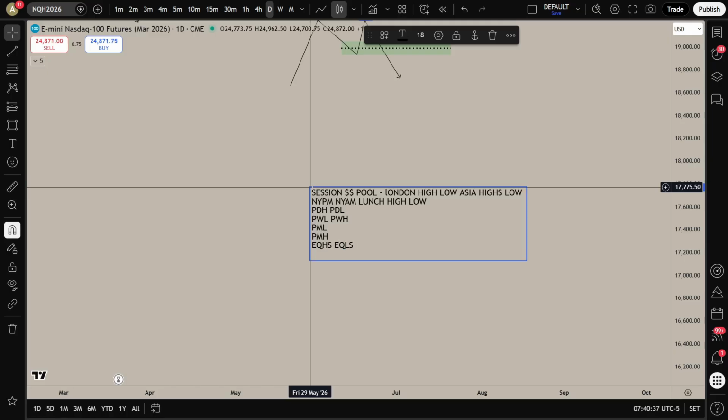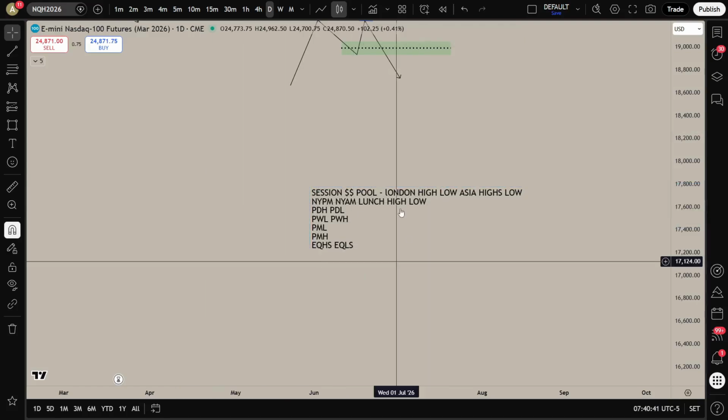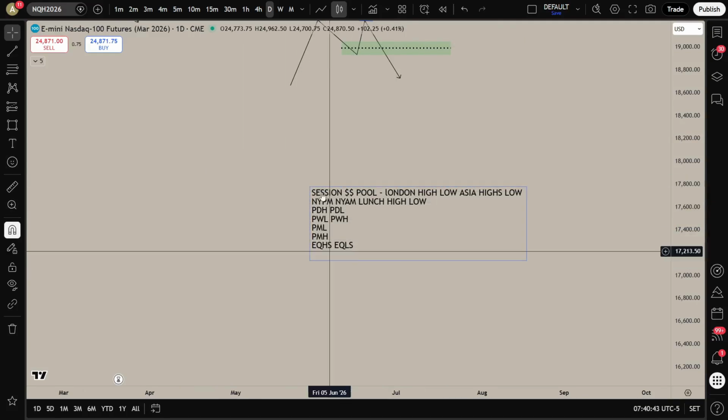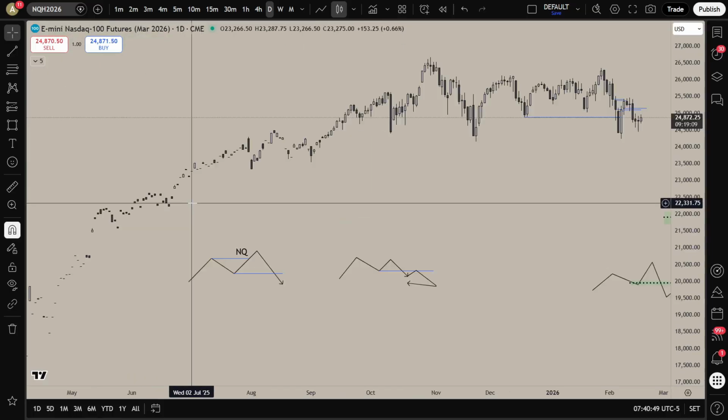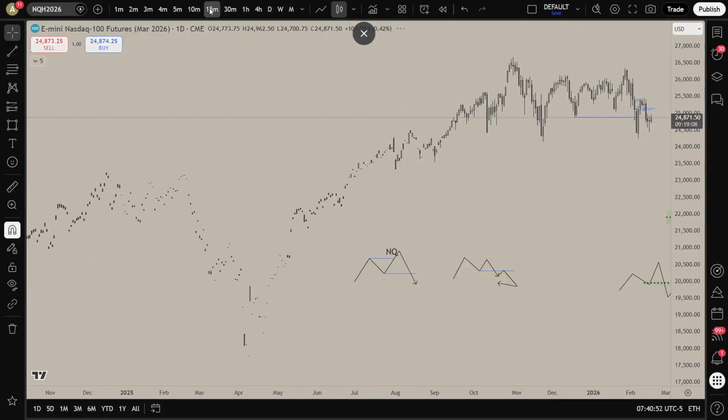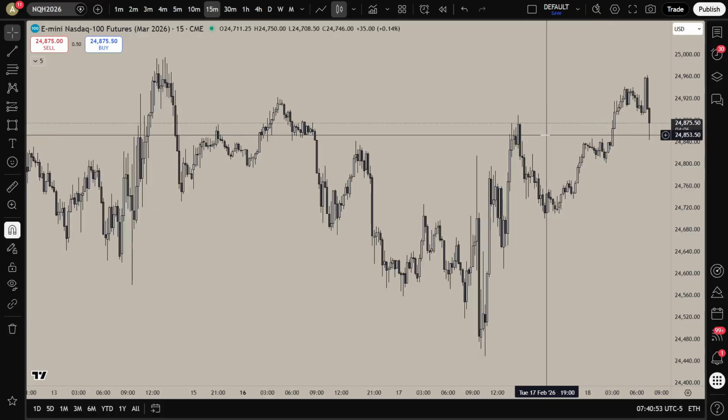That's pretty obvious. And all of these are liquidity pools, right? These are external liquidity pools, or they can be internal liquidity pools depending on what the dealing range is. Now, what is the dealing range? The dealing range is actually pretty easy to identify, and I will tell you exactly how.